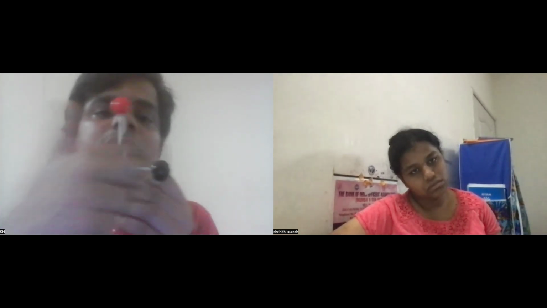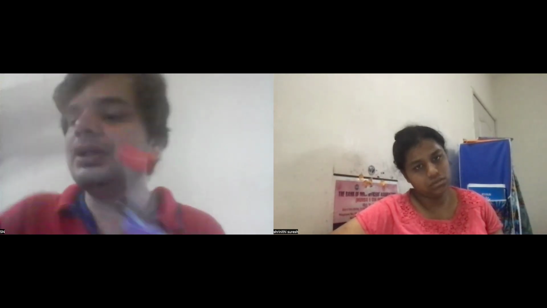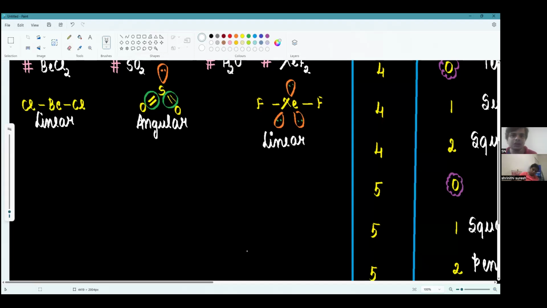Now here Bent's rule will apply. Bent's rule says that in a TBP geometry, when you have lone pairs of electrons, the lone pair is always kept on equatorial position, and the more electronegative atom is kept on axial position. So this is what you need to know. So lone pairs are always kept on equatorial position, whereas the bond pair or the more electronegative atom is kept on axial position. I will write it down over here, Bent's rule, a very important rule.